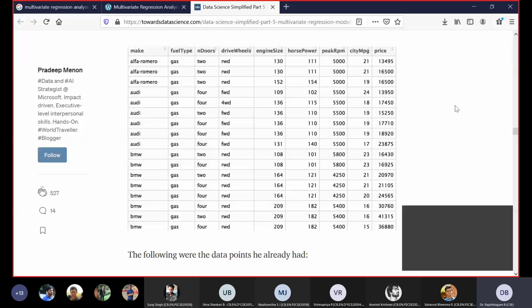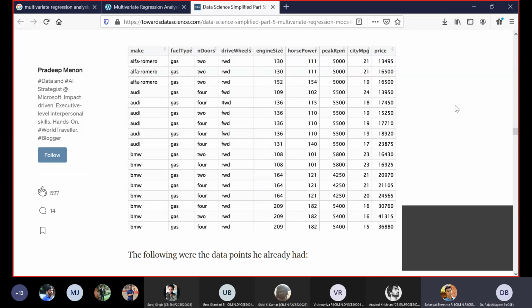Ma'am, peak RPM can be dependent on horsepower, ma'am. Peak RPM can be dependent on horsepower, but only horsepower, not the others. Other factors too. Engine size also, ma'am. Engine size. Will it depend on the mileage also? Peak RPM? No, ma'am. Okay.